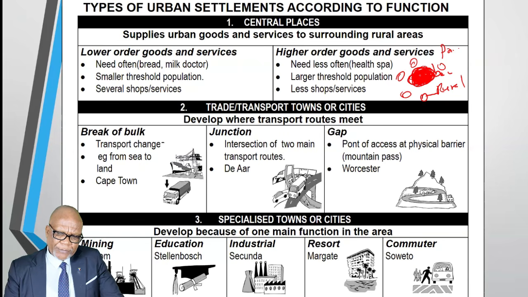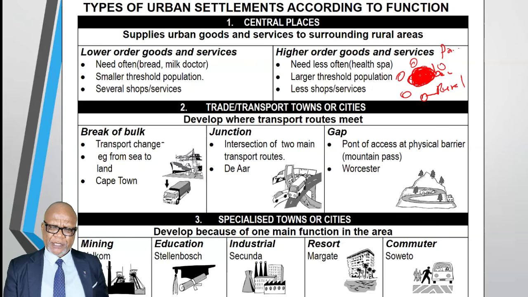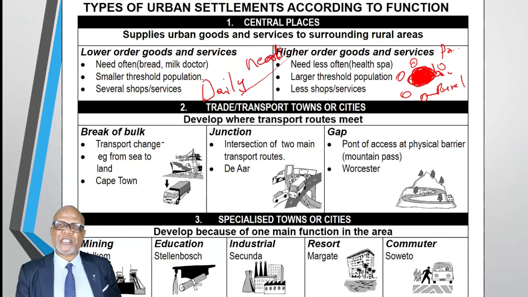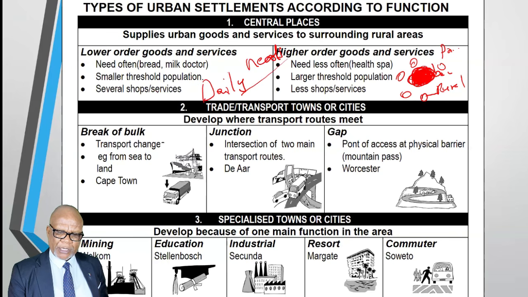Then we have other types of town. But okay, let's look back at central places. Under central places, we have what we call low order goods and services. So what are low order goods? Low order goods simply refer to your daily needs. These are the products that you need on a daily basis. So they have a small threshold population and there are several shops or services. These are goods that you don't travel a longer distance for.